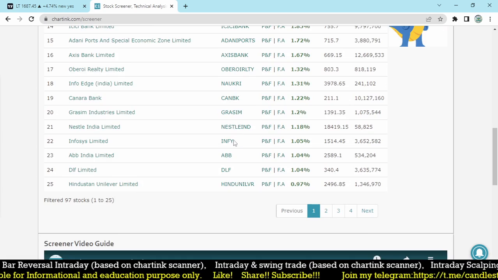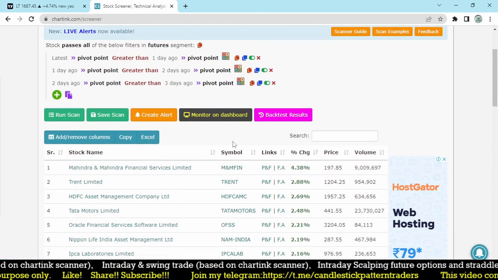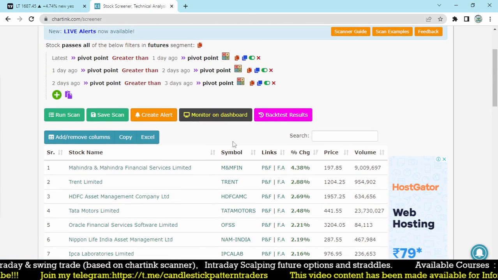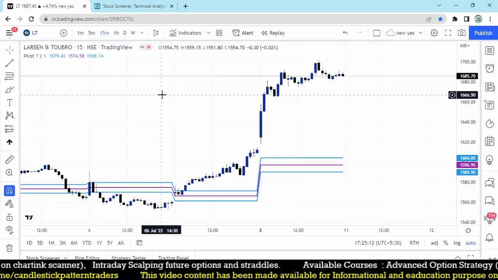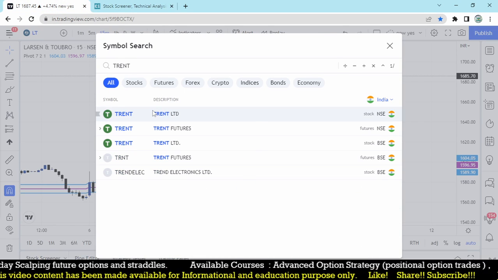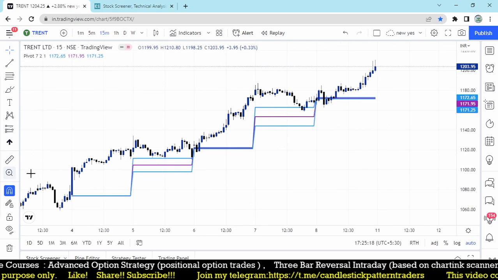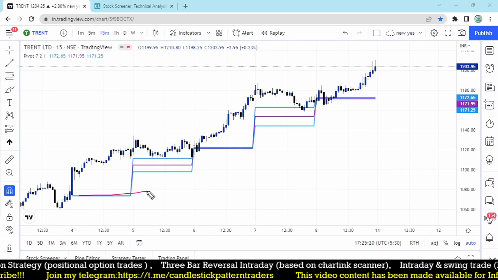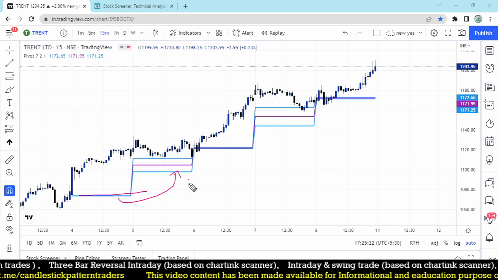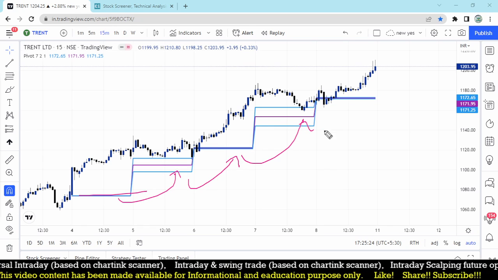So these are the stocks. A lot of stocks are there. Let's see Mahindra & Mahindra, M&M Fin, Trent, HDFC. We'll find out whether that's working or not. Trent, randomly we'll check. Yes. Can you see the pivots? It's higher than that, higher than that, higher than that, and higher than that.